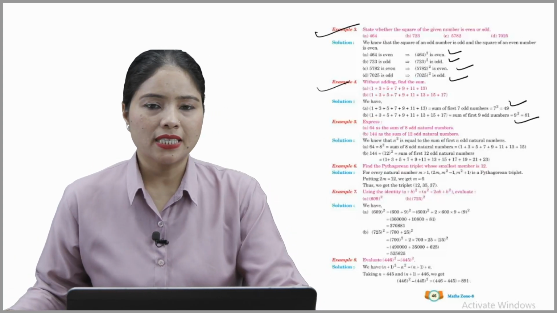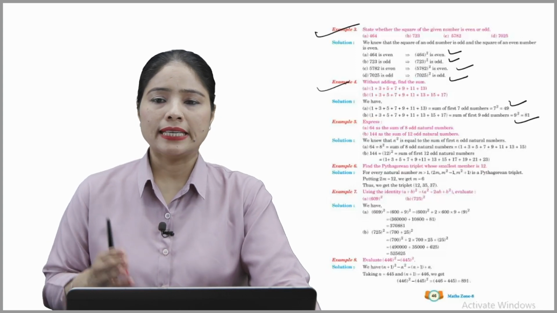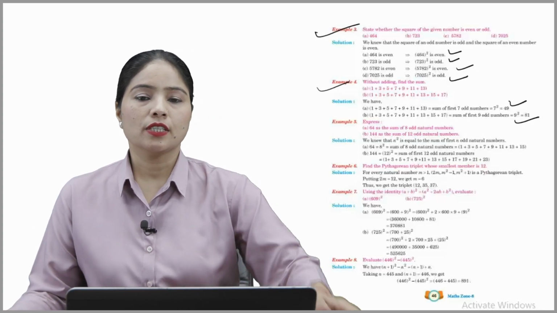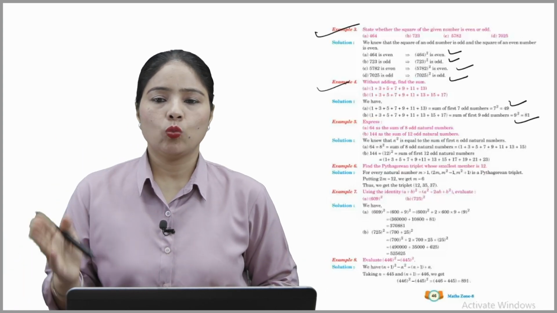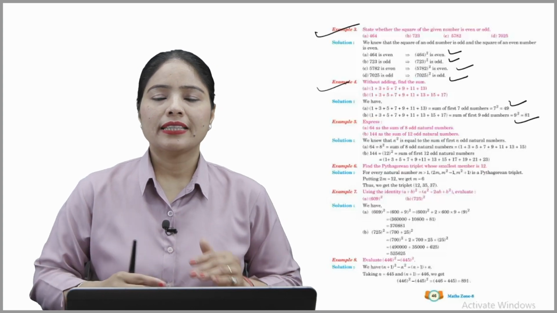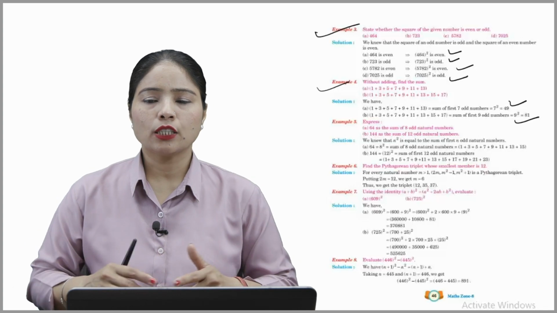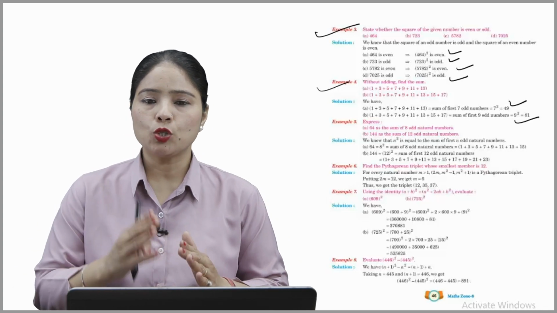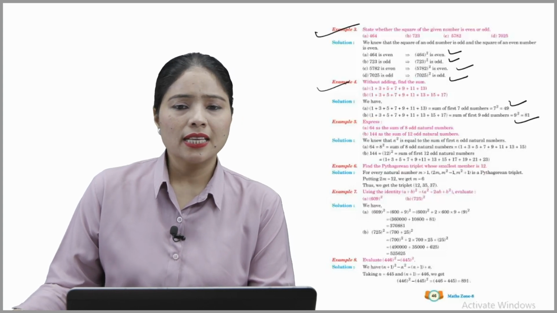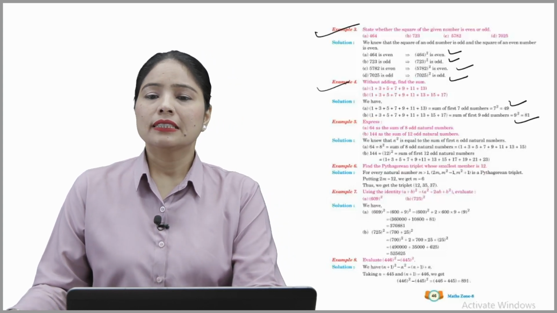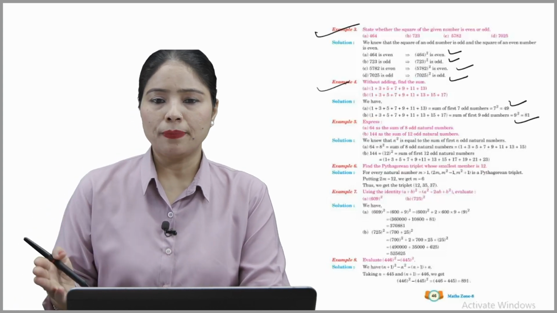Now example 6. Find the Pythagorean triplet whose smallest number is 12 beta. So solution. For every natural number m greater than 1, 2m, then m square minus 1, m square plus 1 is a Pythagorean triplet. So putting 2m is equal to 12, we get m is equal to 6. Thus we get the triplet 12, 35, 37 beta.